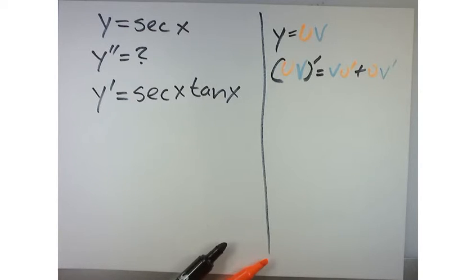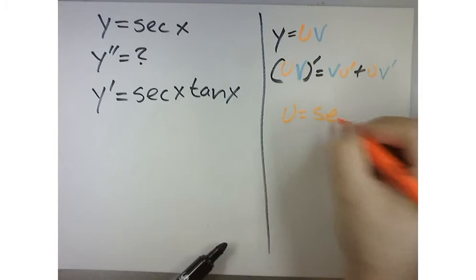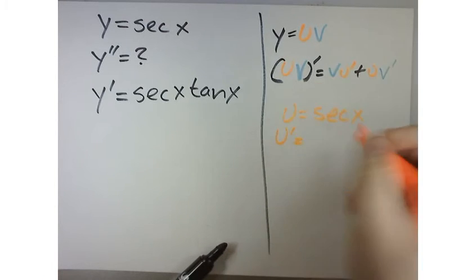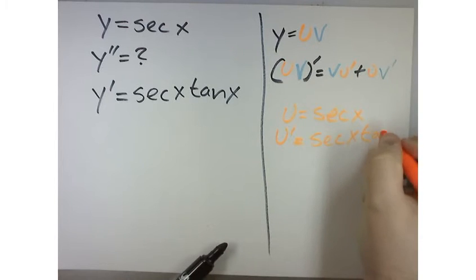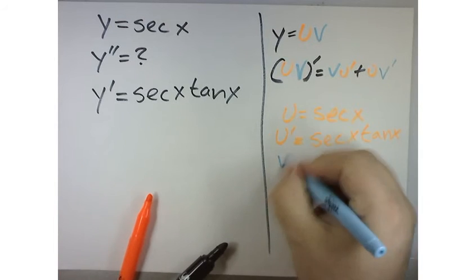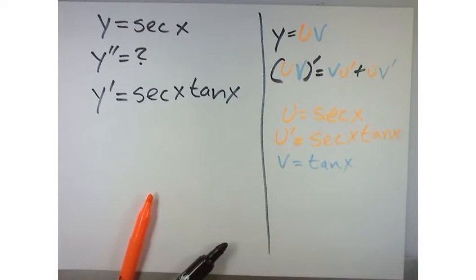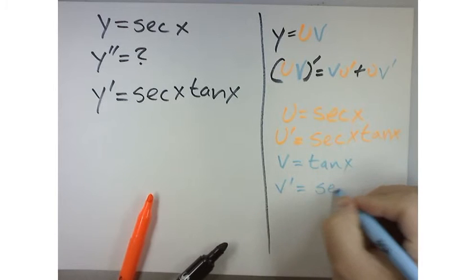Okay? So now what I'm going to do is I'm going to let u equals secant of x, right? And so u prime then would be secant of x tangent of x. Well, that's a lot, isn't it? Then v would be tangent of x, and v prime would be secant squared of x.